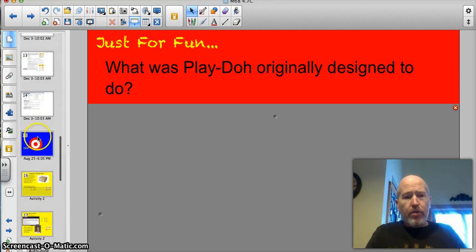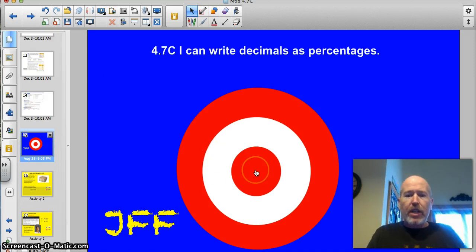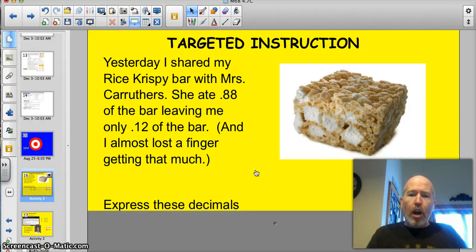Alright, let's get down to the target. Officially today it is 4.7c. I can write decimals as percentages. Let's do this thing.